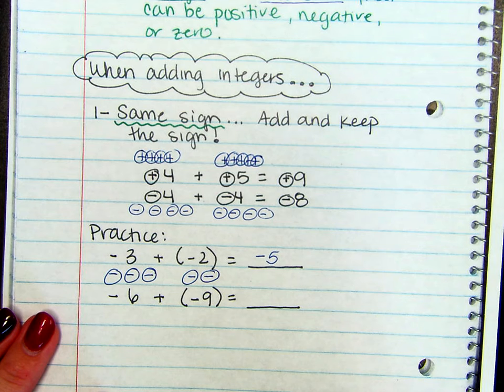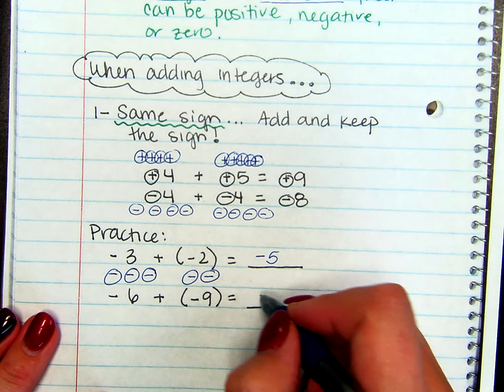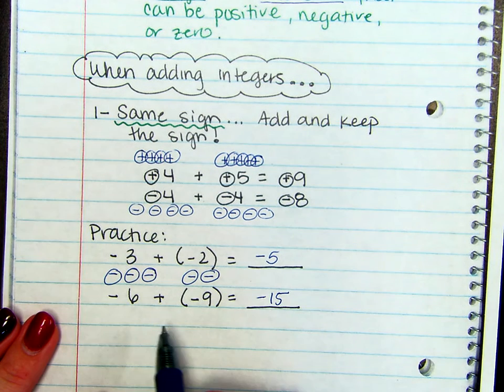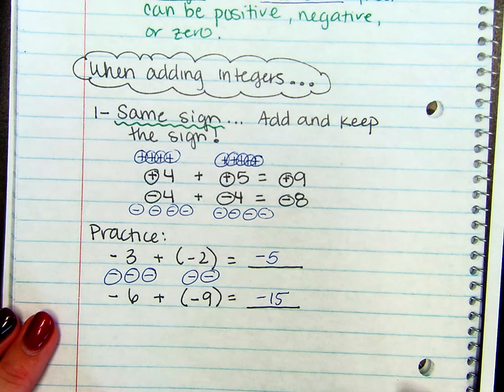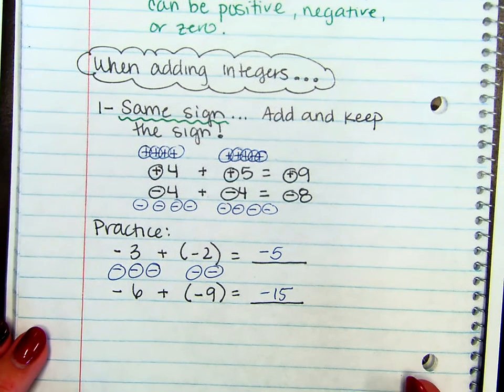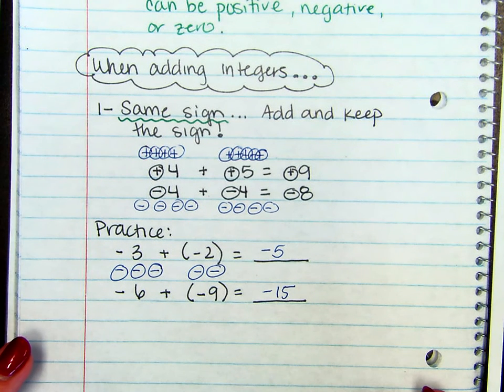Okay, so negative 6 plus negative 9 is going to give us negative 15, because 6 and 9 is 15, and they're both negative, so it's going to stay negative. And again, this is for when we are adding integers. Now, if you feel at any point that you need to pause this video, please go ahead and do that. If you need to re-watch anything, by all means, go right ahead. That's what this video is for.